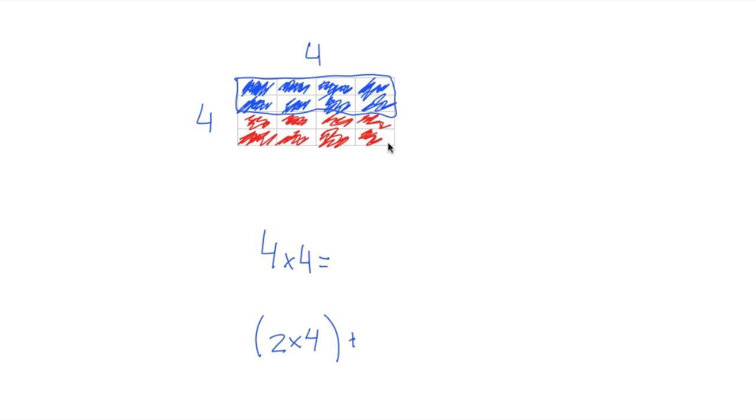And then let's look at this row. We have 2 rows of 4, so same thing. So 2 times 4. Now let's see what we got as an answer. So 2 times 4 equals 8, and 2 times 4 equals 8. 8 plus 8 equals 16.